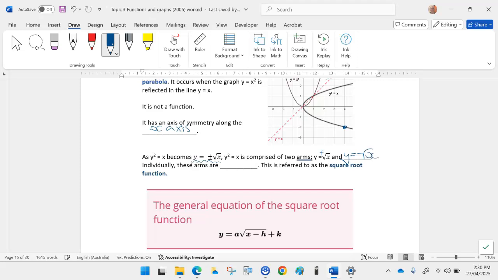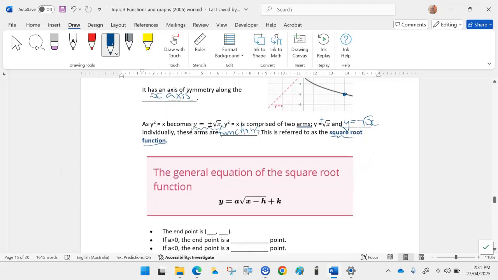Individually, now here's the thing, when you take the individual arms at a time, just like you did for the semicircles, each of them are functions. Because if you draw a vertical line through just one of those arms, it only goes through one spot. So they are functions. However, the original relation, y squared is equal to x, is not a function. It's referred to as the square root function. Now we're going to play around with the square root function for a little while.